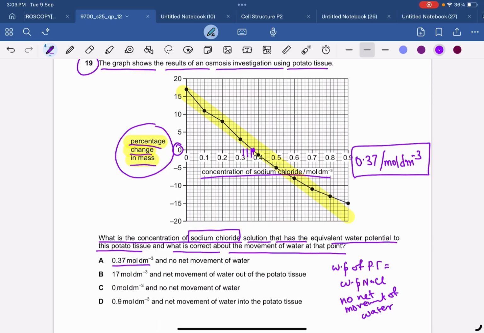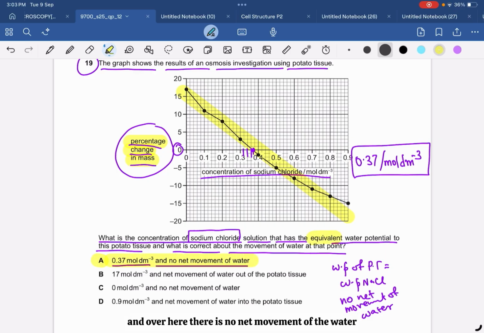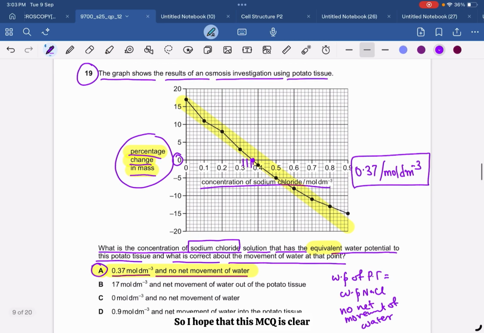Option A: 0.37 mole per dm cube and no net movement of water. So at what point is the water potential equivalent? It is at 0.37 mole per dm cube, and over here there is no net movement of the water. So hence we have got our correct answer, which is option A. I hope that this MCQ is clear. All the other options, you guys can read. They don't make sense.